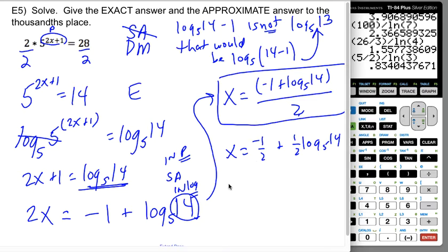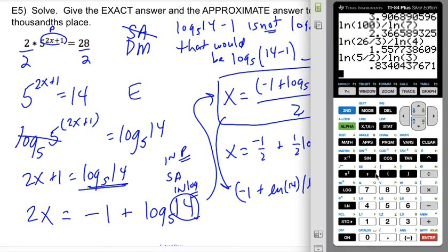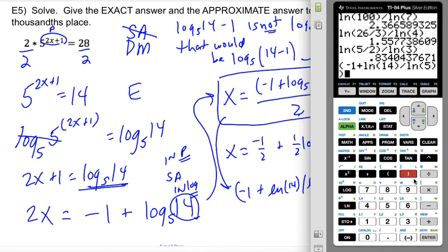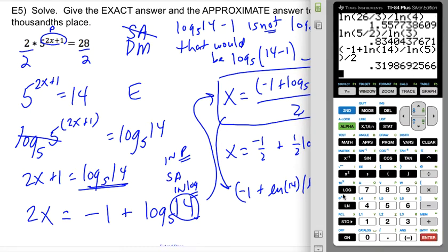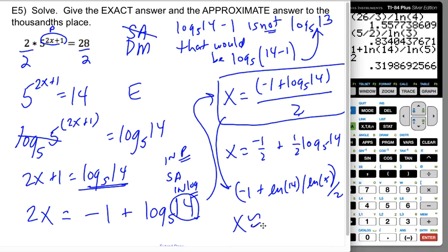If I want to type this in my calculator, I'm probably going to type this in as negative 1 plus the natural log of 14 divided by the natural log of 5, right? And then I want that whole thing divided by 2. So we're going to do parentheses, negative 1 plus natural log of 14 divided by natural log of 5, close the numerator, divided by 2, and I get an answer. My approximate answer is 0.319 or 320, depending on if you round or truncate.